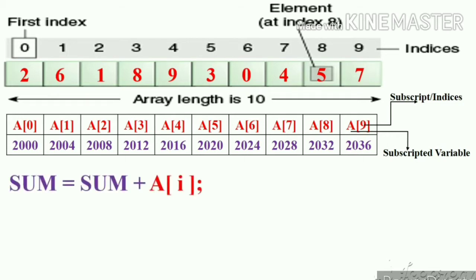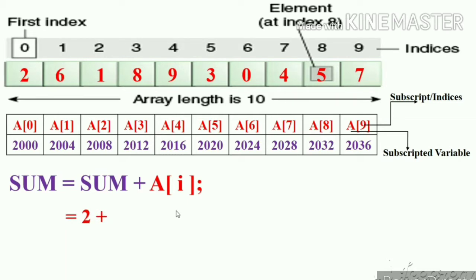So for the calculation, the variable sum is equal to sum plus array I. Here array I denotes the index, which will start from 0, 1, 2 and go till 9. This we have to run in a loop.